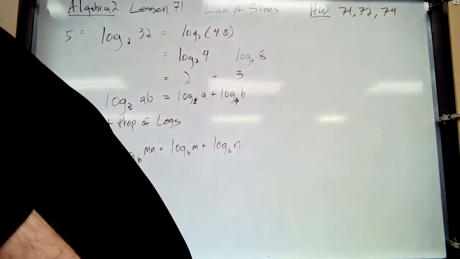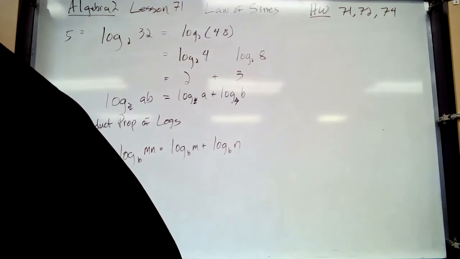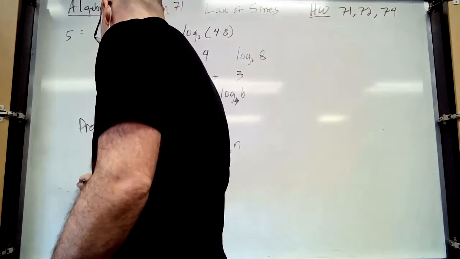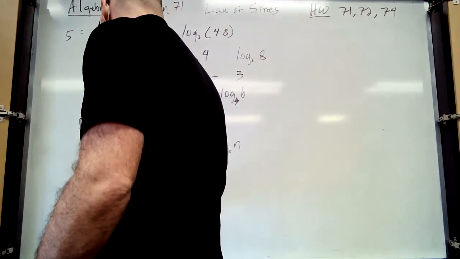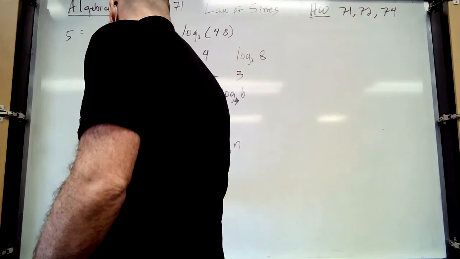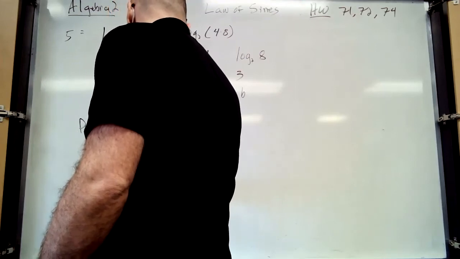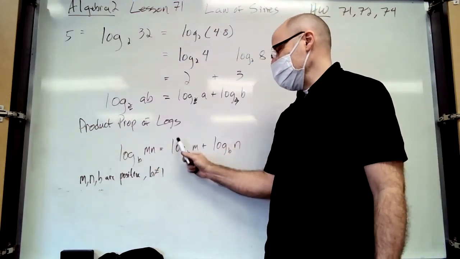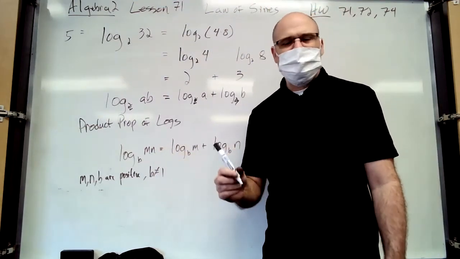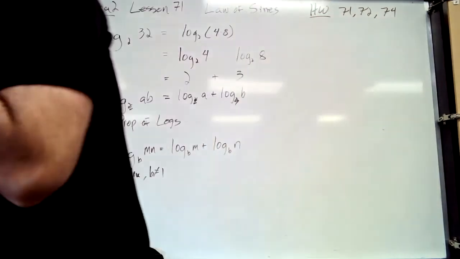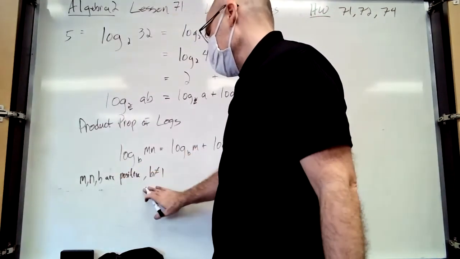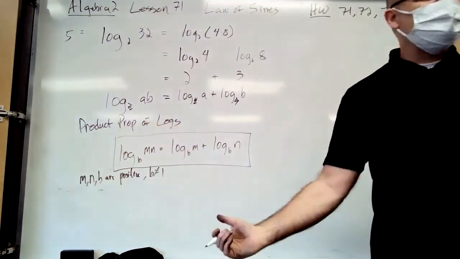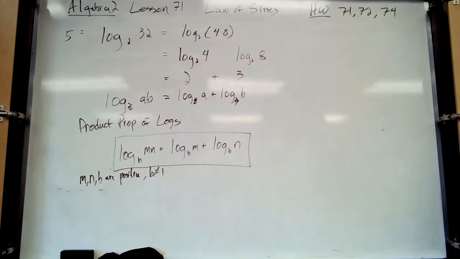Now here's what they have to say. M and n have to be positive and B can't be 1. So M, N, and B are positive and B cannot equal 1 because 1 to any power is just going to be 1, right? So the most important thing is this. If you don't remember that, if that doesn't make sense, that's okay. Just write that down.